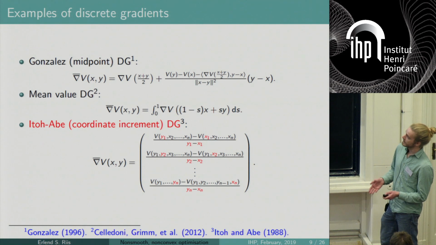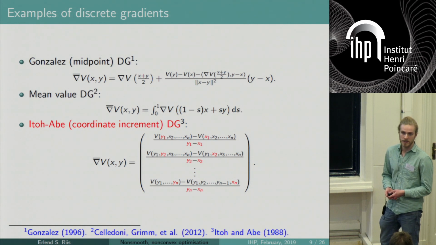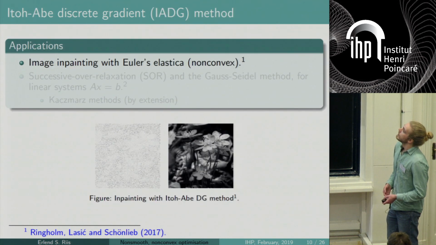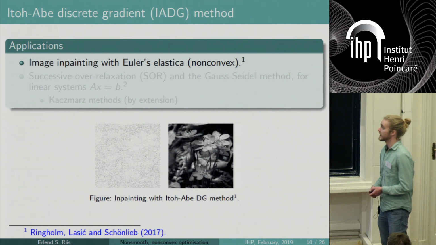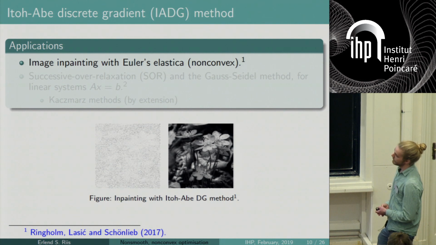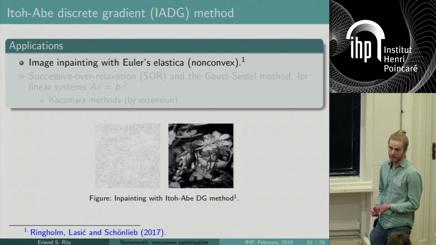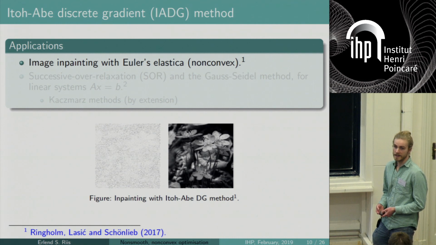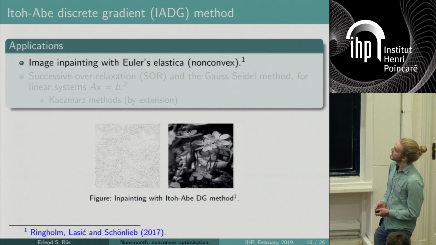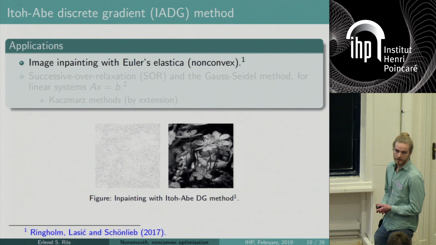So it's the Itoh-Abe discrete gradient that we became interested in for non-smooth optimization, because we can combine a notion of gradient flow dissipation, but in a derivative-free setting. Just to mention where Itoh-Abe appears otherwise in optimization theory. There's a previous paper with Carola and Torbjørn Ringholm and Jasmina Lasic, looking at image inpainting with Euler's elastica regularization. So this is a non-convex problem, and one of the motivations for using Itoh-Abe discrete gradient is that the gradient is quite expensive to compute. So to alternatively just solve derivative-free steps was of interest, and they could also parallelize the algorithm and got quite nice and competitive results with state-of-the-art methods.